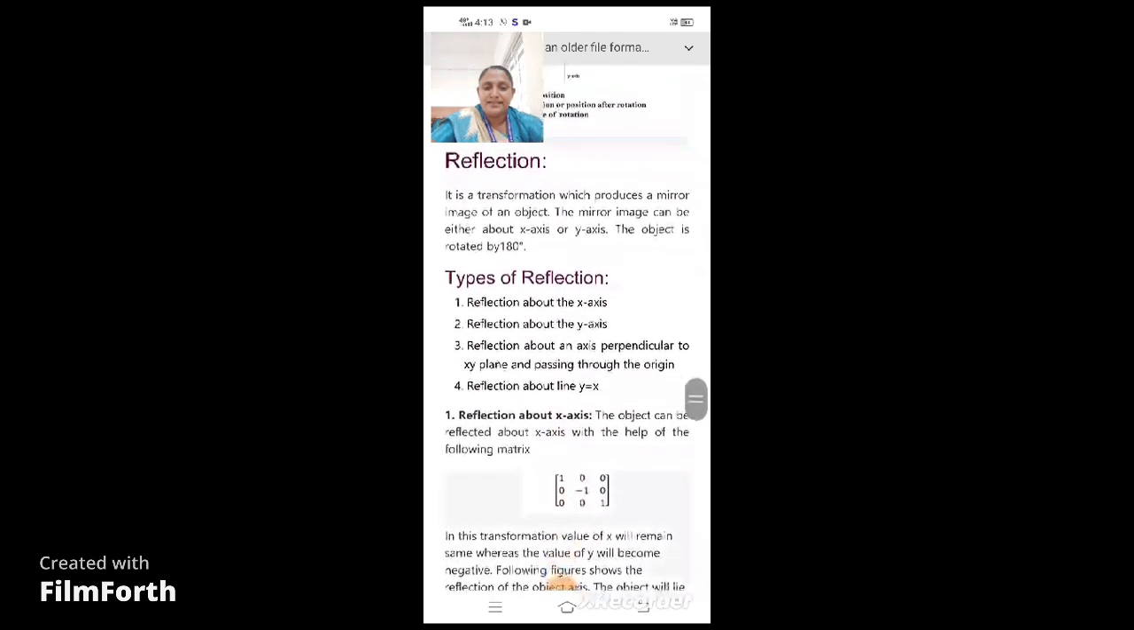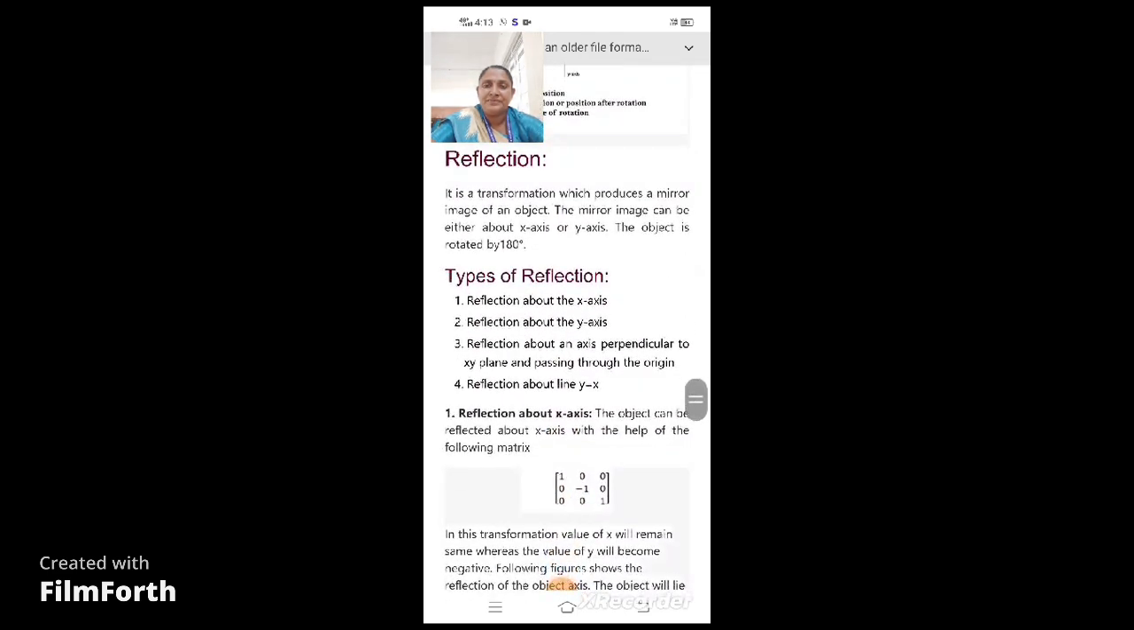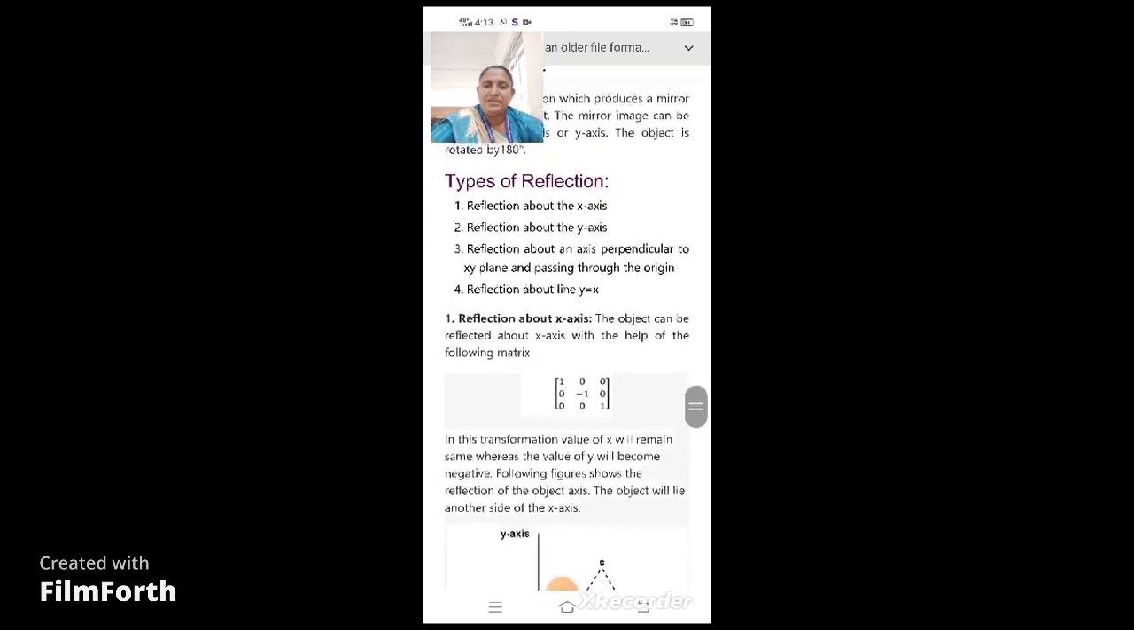Next one is reflection. A reflection is a mirror of an object. So it will produce an image. That is called reflection. We can reflect the object about the x-axis, y-axis, the xy plane, and the y equal to x line. So how it will be, we will see here.